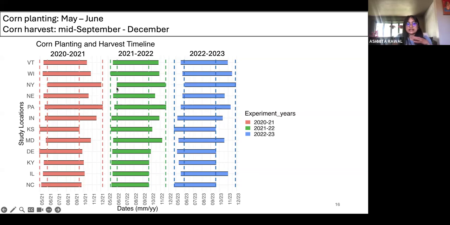all the states used combine harvest, except North Carolina, which did hand harvest in all 3 years, and Kentucky, which hand harvested corn in their final year. Harvesting occurred in December in New York and Pennsylvania. Other than that, it was either mid-September or October, and this was true in all 3 years as well.